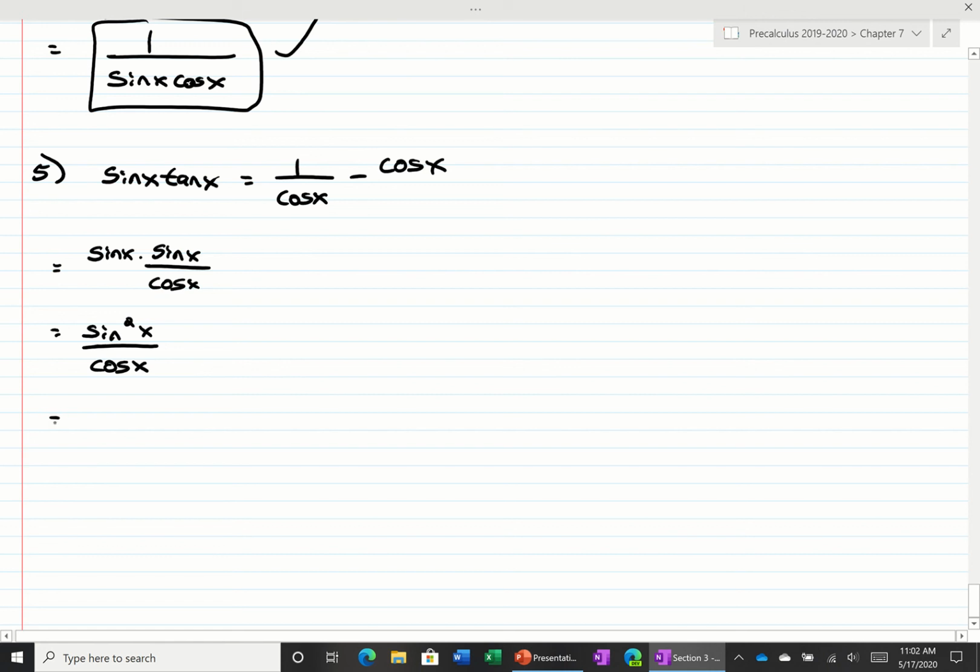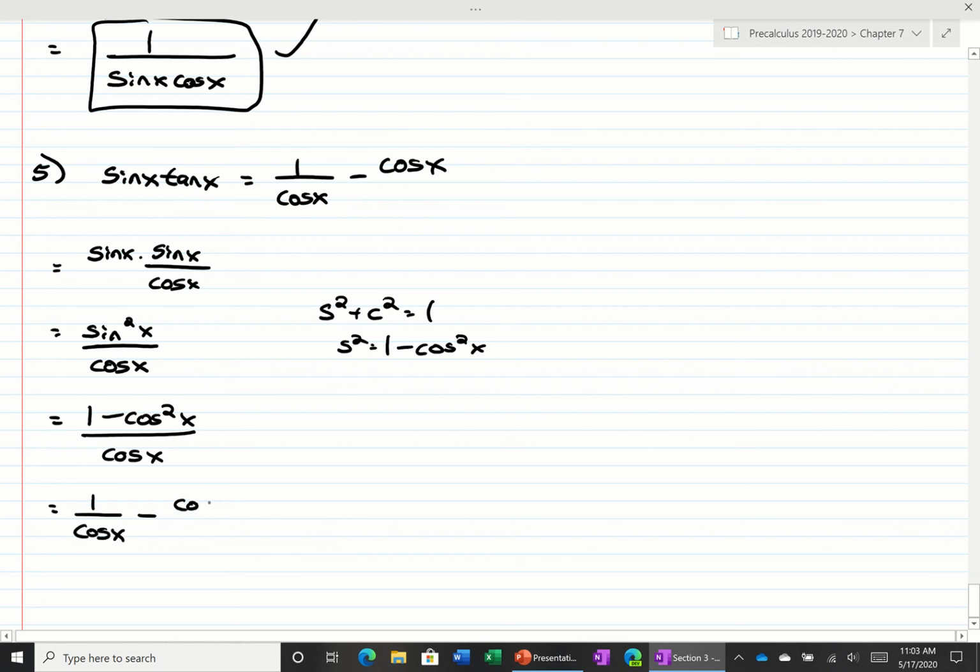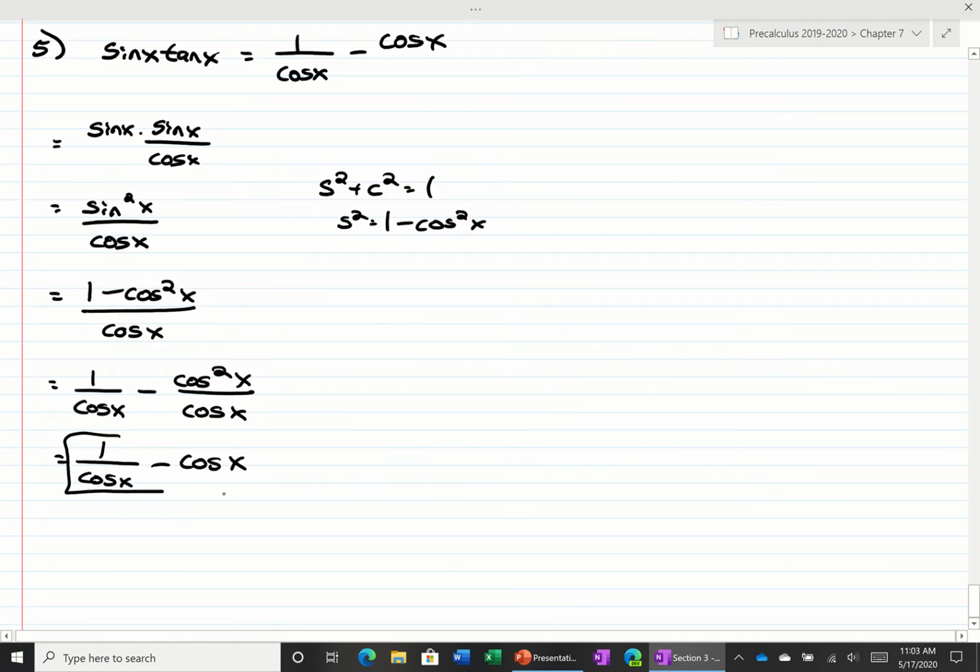Well, if you look at the right, we have a lot of different cosines. So if sine squared plus cosine squared is 1, what's sine squared but 1 minus cosine squared? And actually, when we have fractions, we could do 1 divided by cosine minus cosine squared divided by cosine. And this just turns into 1 over cosine minus cosine. So that's how it would look if you started with the left side and made it look like the right.